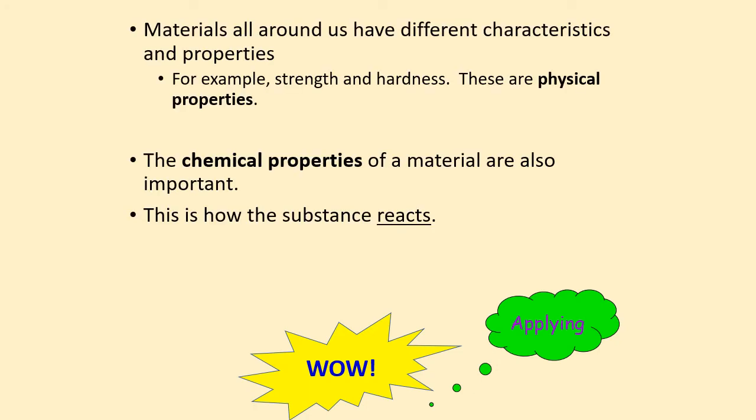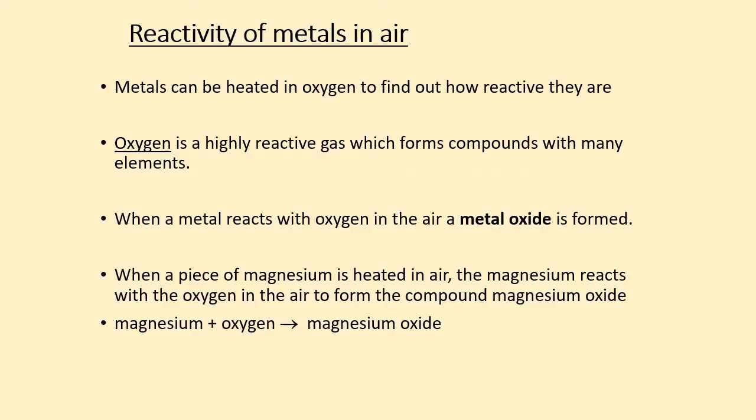Materials all around us have different characteristics and properties. For example, we can talk about materials being hard or soft, strong or weak. Those are the physical properties. But we also have a set of properties called chemical properties. This is how a substance reacts whenever another chemical is put on it. So if we put water on something, does it react? Does it not react? As an example.